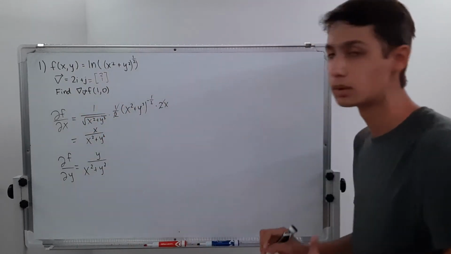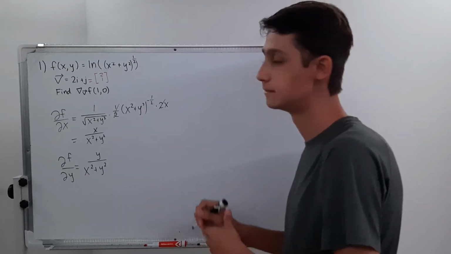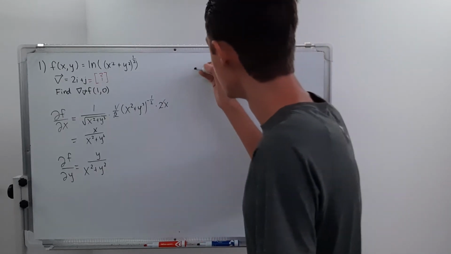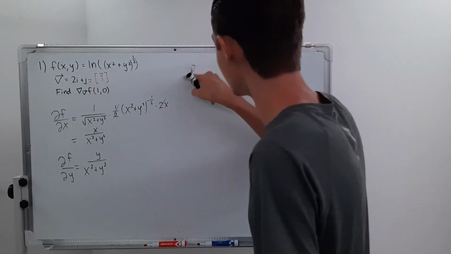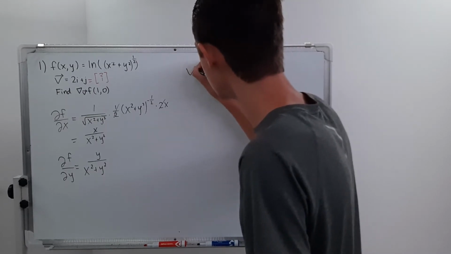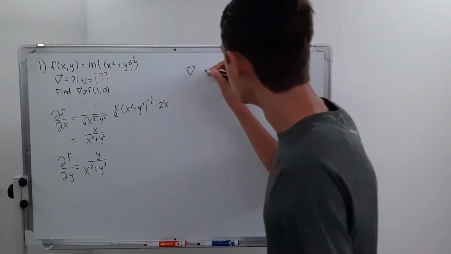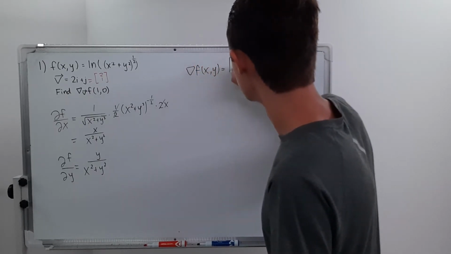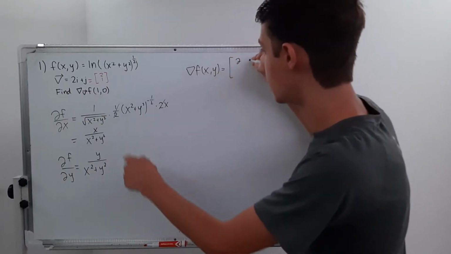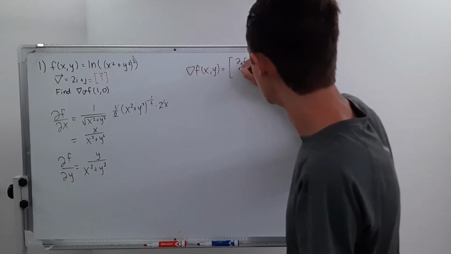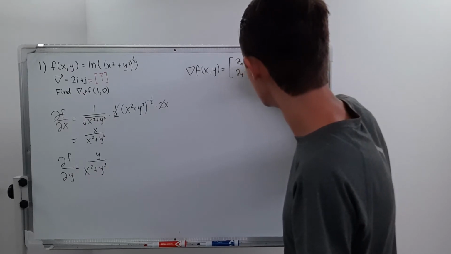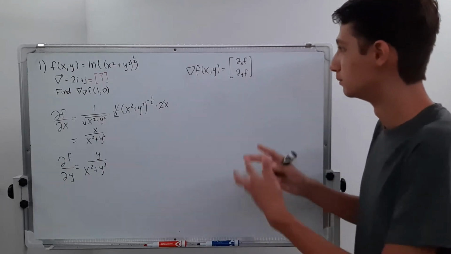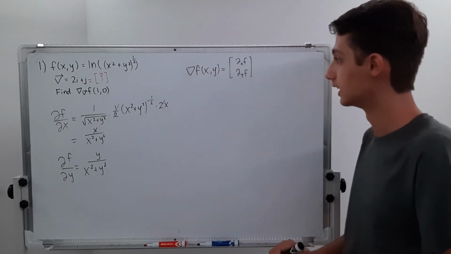So what are we going to do now? We're going to put them in a vector, essentially just the gradient. The gradient of f, which is nabla, an upside down triangle, of f of x comma y. All this is the partial derivative with respect to x, and then the partial derivative with respect to y, like that. That's all the gradient really is.